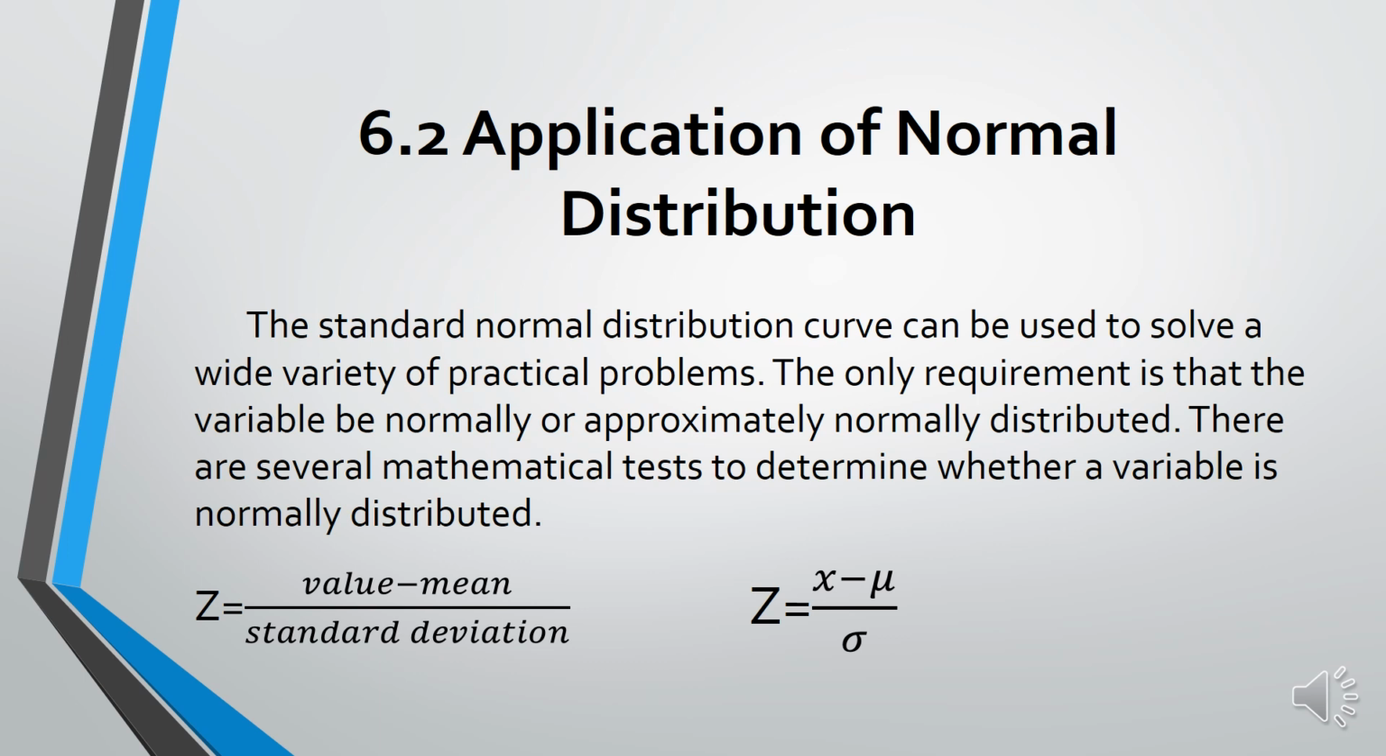6.2 Application of Normal Distribution. Let me read the definition. The standard normal distribution curve can be used to solve a wide variety of practical problems. The only requirement is that the variables are normally or approximately normally distributed. There are several mathematical tests to determine whether a variable is normally distributed. So for the formula, z is equal to value minus mean all over standard deviation.